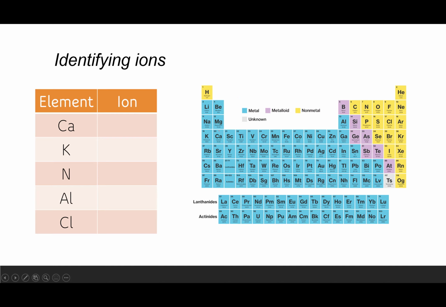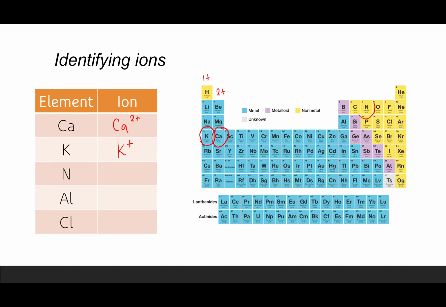So for example, by inspection, in this example, I have calcium. Calcium is an alkaline earth metal, which is in group 2. And when I look at my pattern, I know that it's 1 plus and 2 plus. So therefore, the common ion that calcium will form is calcium 2 plus. Whereas potassium, which is just to the left of that, will form a positive ion with a 1 plus charge.